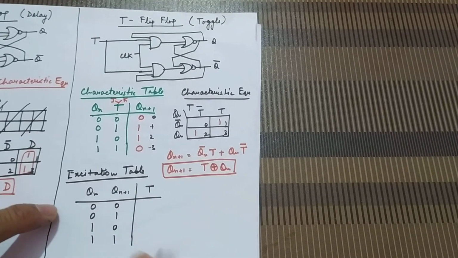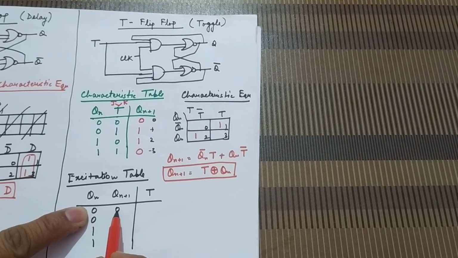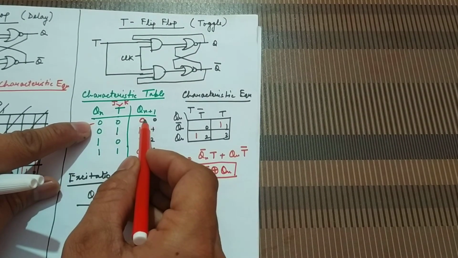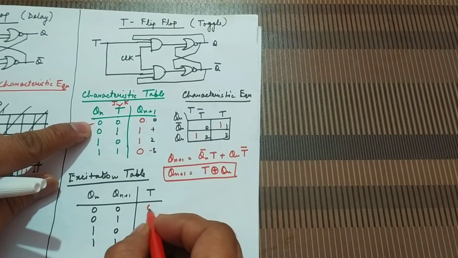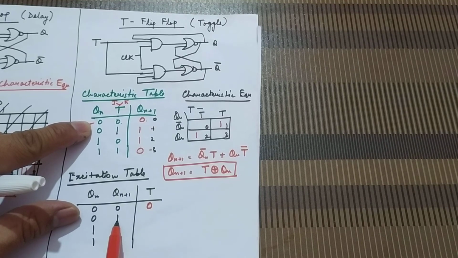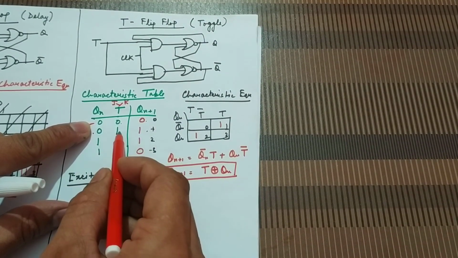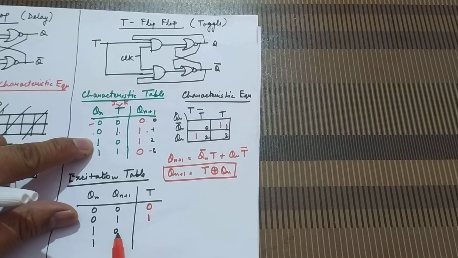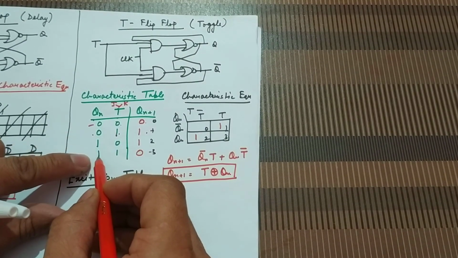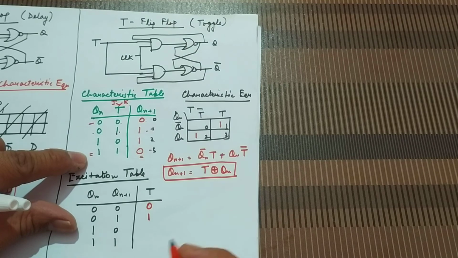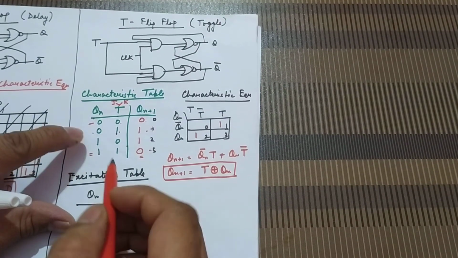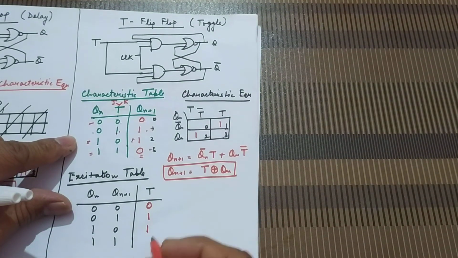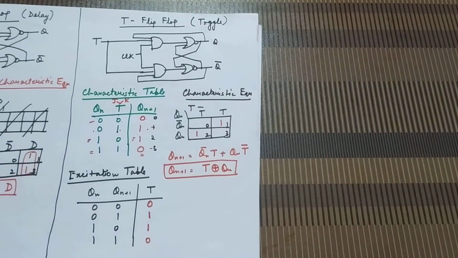So we'll look for present state 0, next state 0 in the characteristic table. For present state 0, next state 0, T will be equal to 0. Present state 0, next state 1, T will be equal to 1. Present state 1, next state 0, again T will be equal to 1. And finally for present state 1 and next state 1, T will be equal to 0.